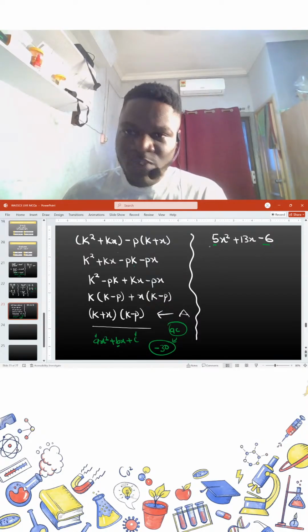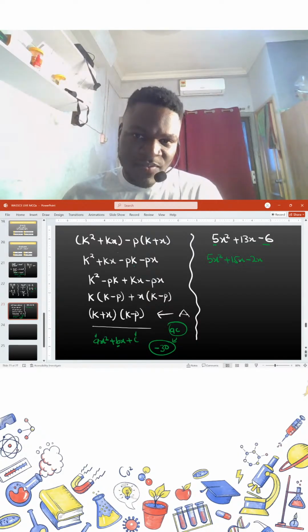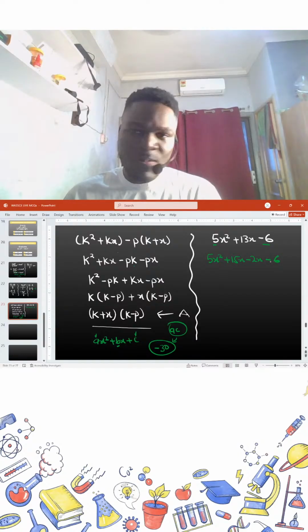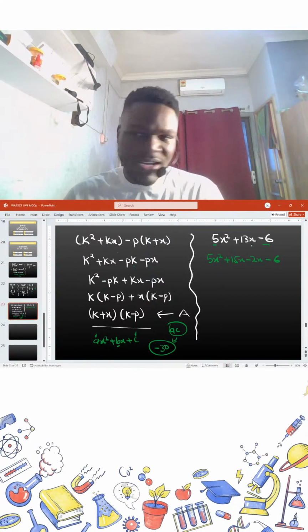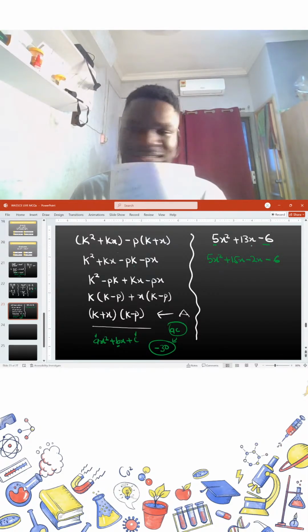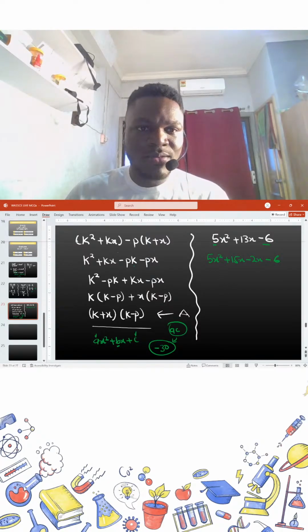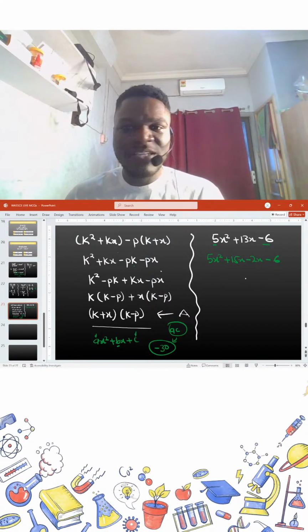So over here, this expression will now change to 5x squared plus 15x minus 2x. The 13 in the middle becomes 15x minus 2x, then minus 6. If you look at this expression and simplify it, you realize that 15x minus 2x will still give us the 13x we have at the top. So we've not done anything to the equation. It's still the same equation. All right, so I'll use the white to continue again so that you can see much clearer. So this is now the expression that we have.